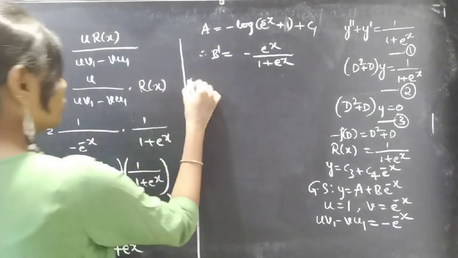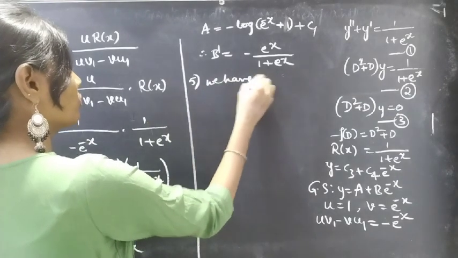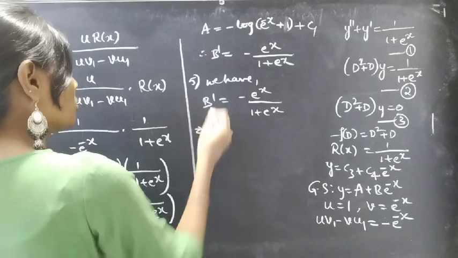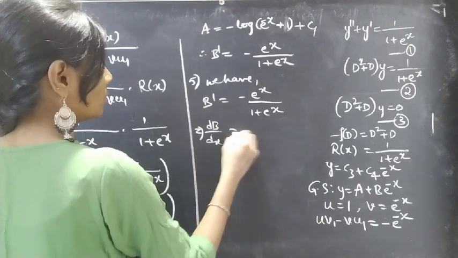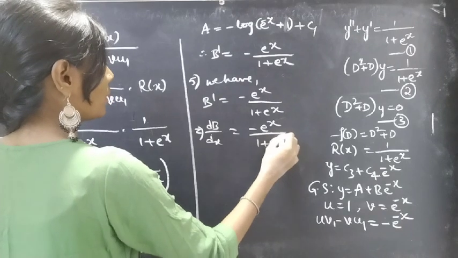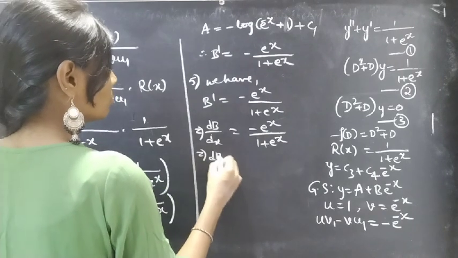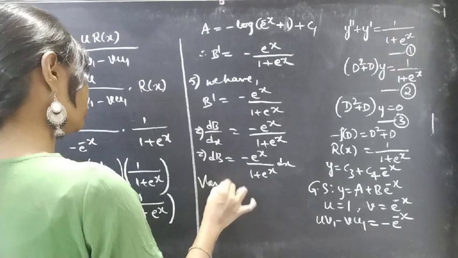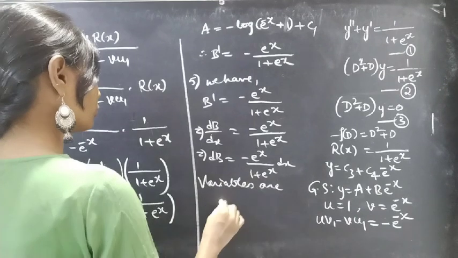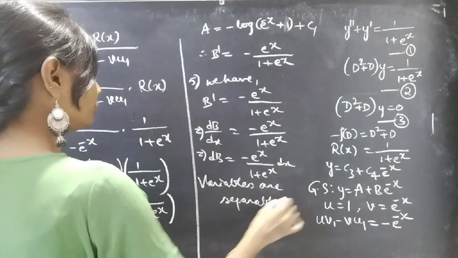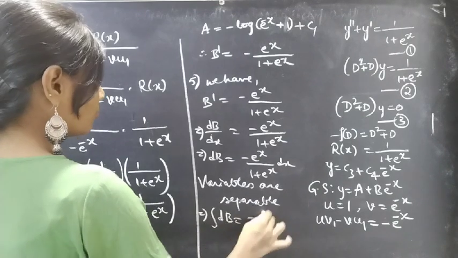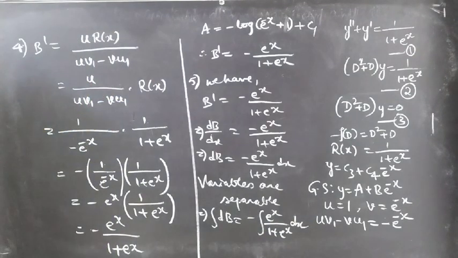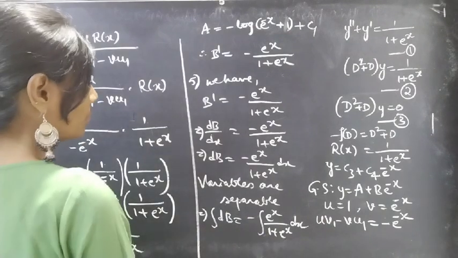Let's now find b. Using b dash, we have b dash equals to minus e power x by 1 plus e power x. B dash is nothing but derivative of b with respect to x equal to minus e power x by 1 plus e power x. Now take the differential dx to RHS, we'll get dv equal to minus e power x by 1 plus e power x into dx. Here the variables are separable. So we can perform integration. Integral dv equal to minus integral e power x by 1 plus e power x into dx. Right? Let 1 plus e power x be some p or q.